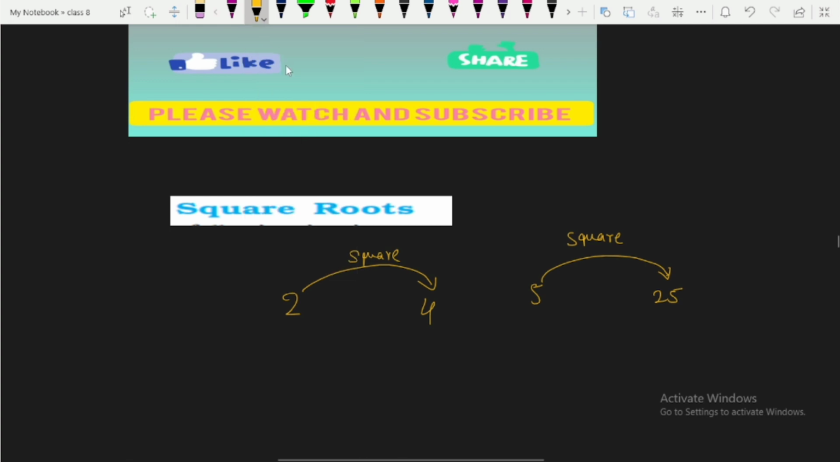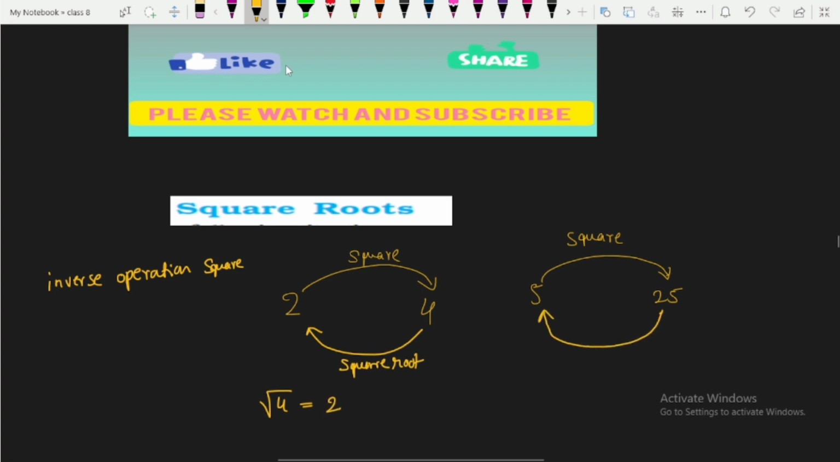So what is a square root? It is the inverse operation of square. What does inverse operation of square mean? For example, if you want to find the square root of 4, you will get 2. So the root of 4 is 2. Similarly, the square root of 25 is 5. It is the inverse operation of square.